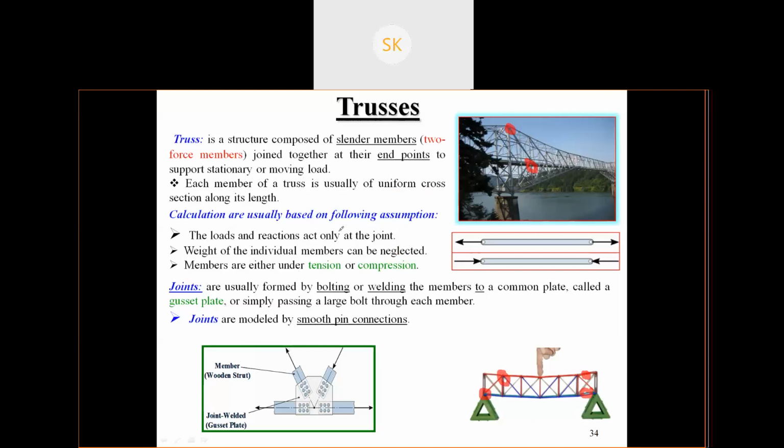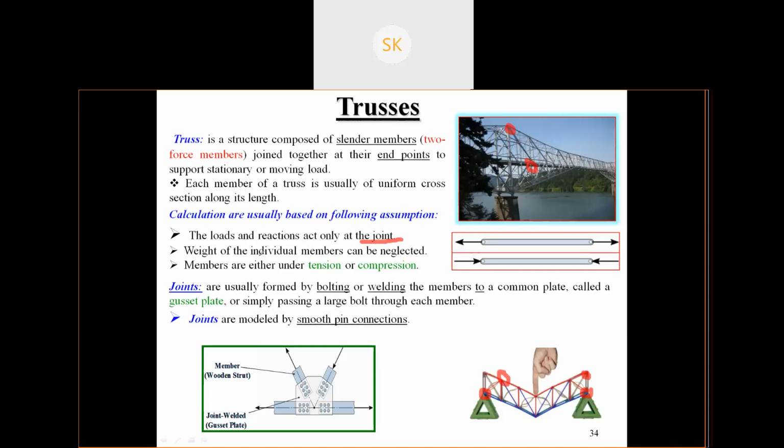So in the truss analysis, this is a very important point. The loads and reactions act only at the joints. At joints, all the loads will be acting, and the reactions will also be taken only at joints. Weight of the individual members can be neglected. In analysis of trusses, we generally neglect the weight of the truss.